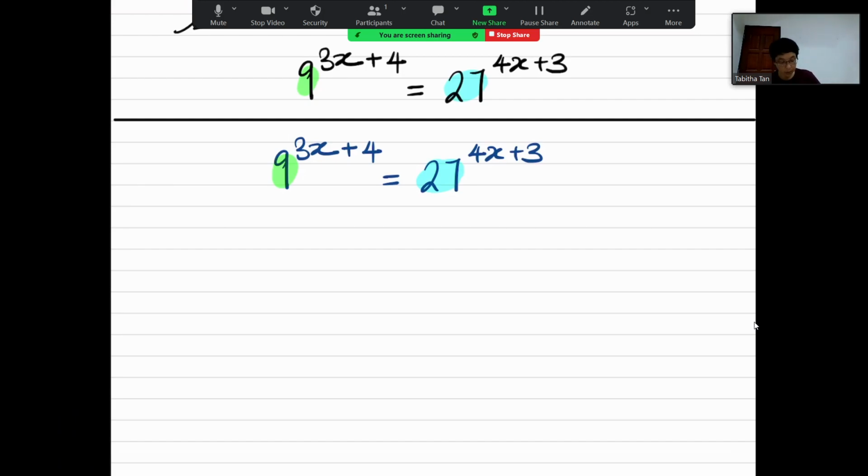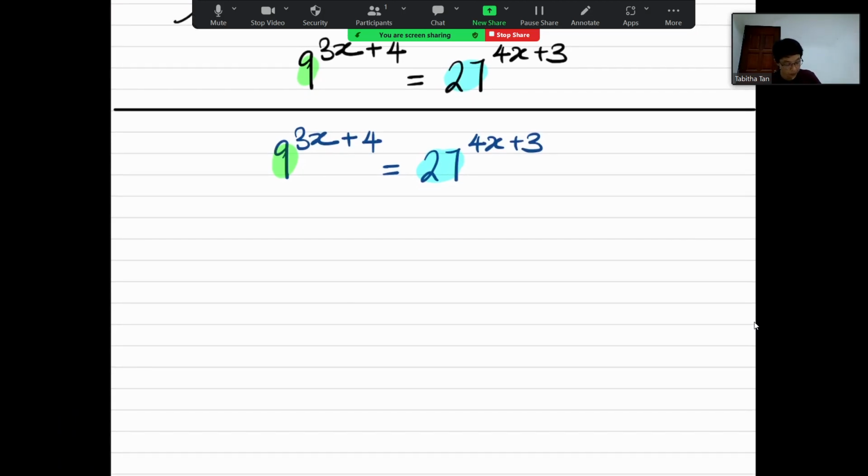Okay, so what can we do with the 9? We know that 3 squared equals 9. So let's arrange that 9 into the form of 3 squared. And then the indices, what do we do? Just copy it down, right? Nothing much, just copy it down. So now your number 9 has been rearranged into 3 squared.